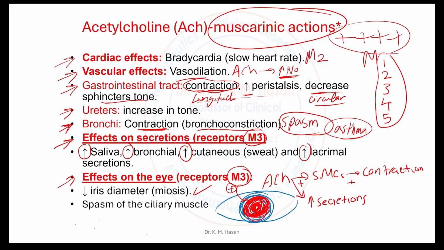Okay, what else? We have spasm of the ciliary body. So two things will be present in the effect of acetylcholine on the eye. Number one, decreased diameter. So if you have this regular iris, under the effect of acetylcholine it will become a small iris. And what else? We have spasm of the ciliary body, unable to focus or accommodate when moving from a dark room to a light room.